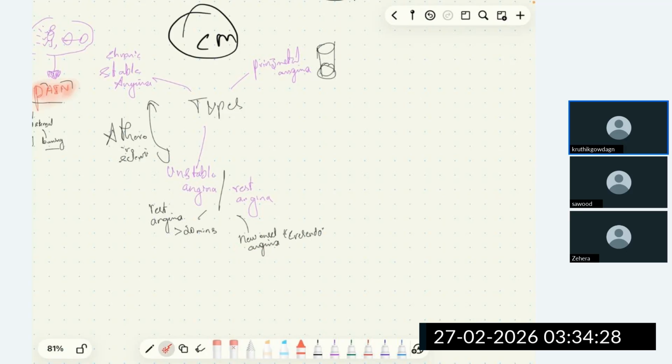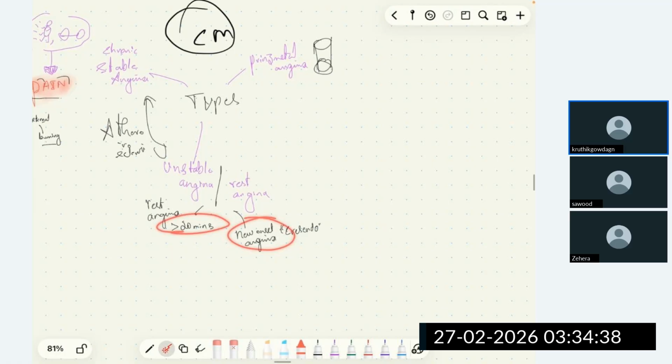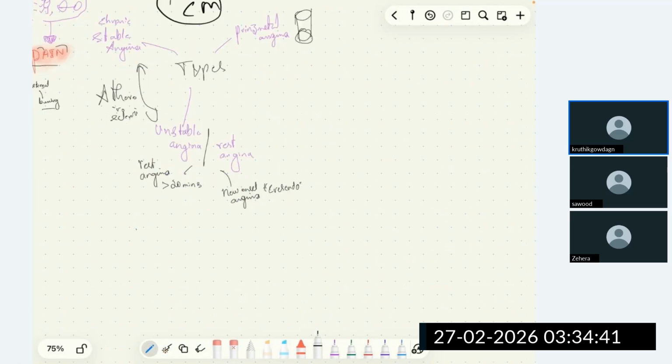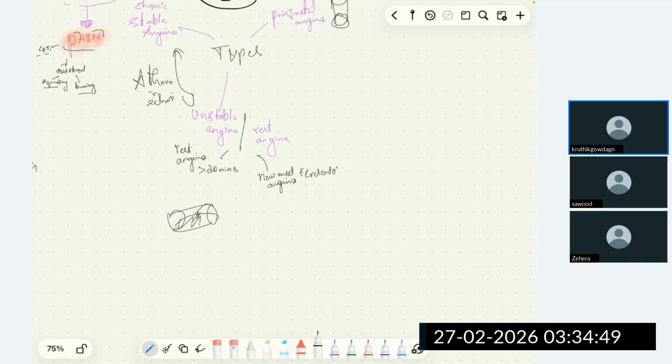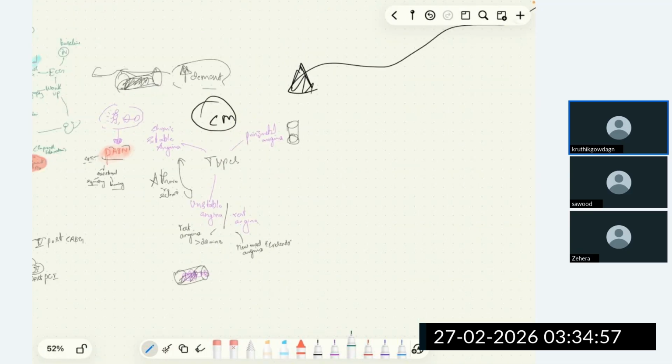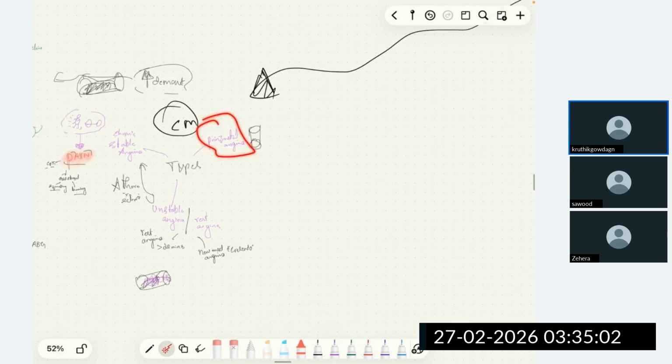Sorry for the interruption. In unstable angina, the patient has rest pain for more than 20 minutes, which is of new onset. Why does the patient have new onset pain lasting more than 20 minutes even at rest? The atherosclerotic plaque may have ruptured and there may be partial blockage of the blood vessel, leading to unstable angina. So this is about unstable angina. Then we have Prinzmetal angina, where there is coronary vasospasm leading to angina pectoris.